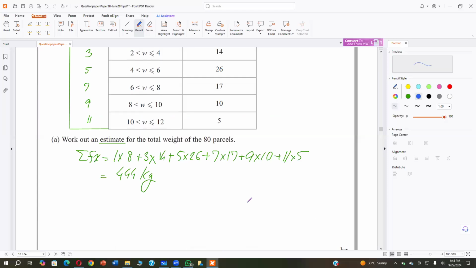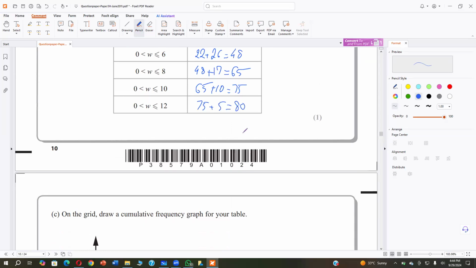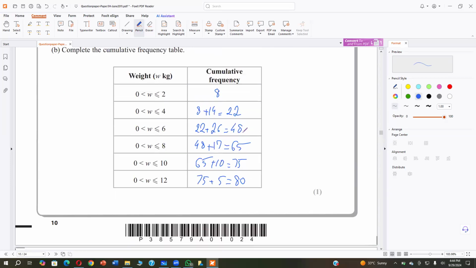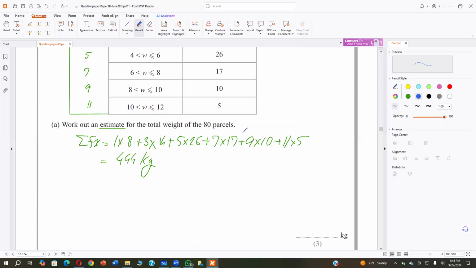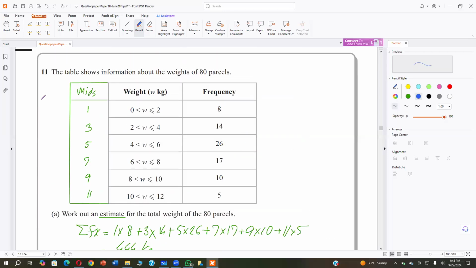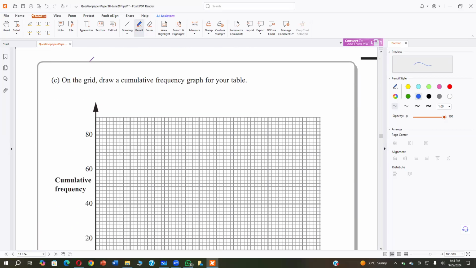And then 75 plus 5, 80. Now these are the values. So I will take the midpoint here, and midpoint should be plotted for the table here.